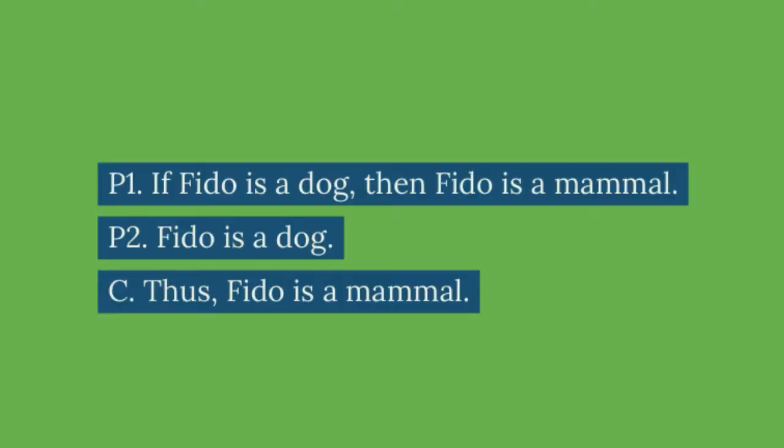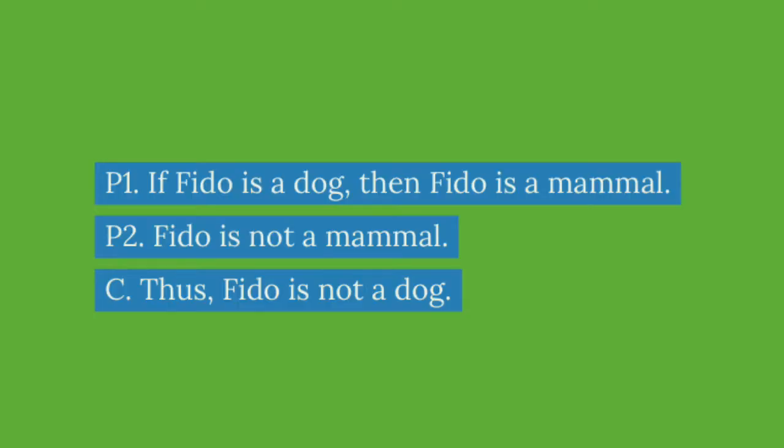Premise 1. If Fido is a dog, then Fido is a mammal. Premise 2. Fido is a dog. Conclusion, thus Fido is a mammal. A logical way to twist it around would be this. Repeat. Premise 1, if Fido is a dog, Fido is a mammal. Premise 2, Fido is not a mammal. And conclusion, thus Fido is not a dog.